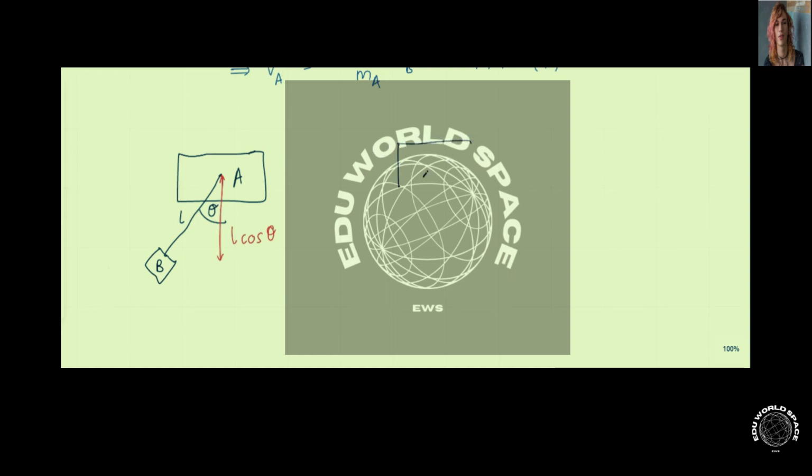And afterwards, we have cart A moving to the right with velocity v_A, and the block a vertical distance directly below the cart A, moving also to the right with velocity v_B. So it's a distance L from the cart.